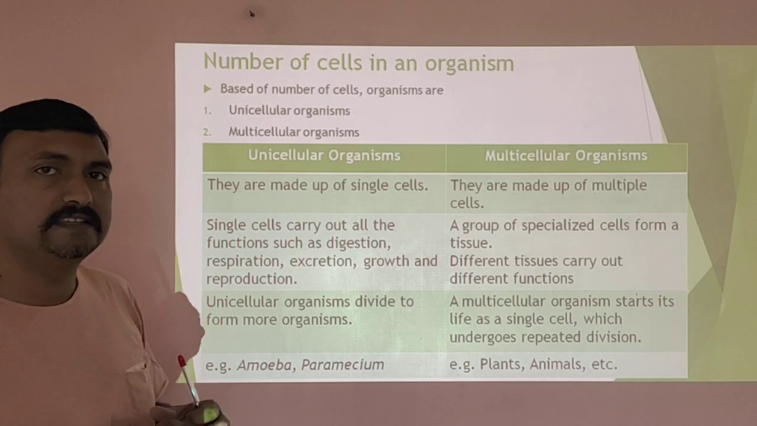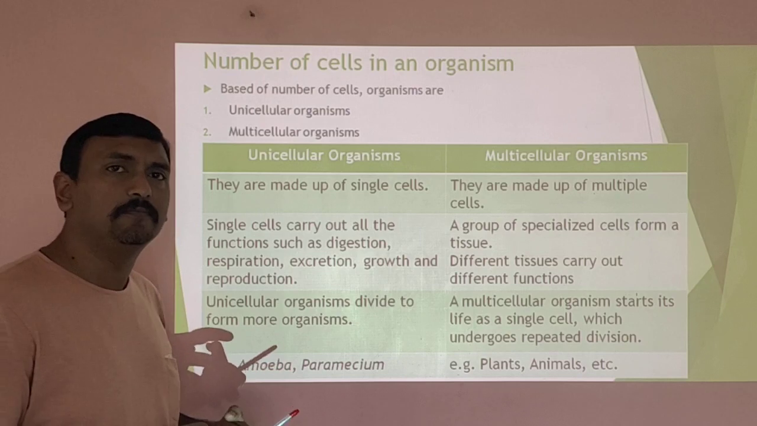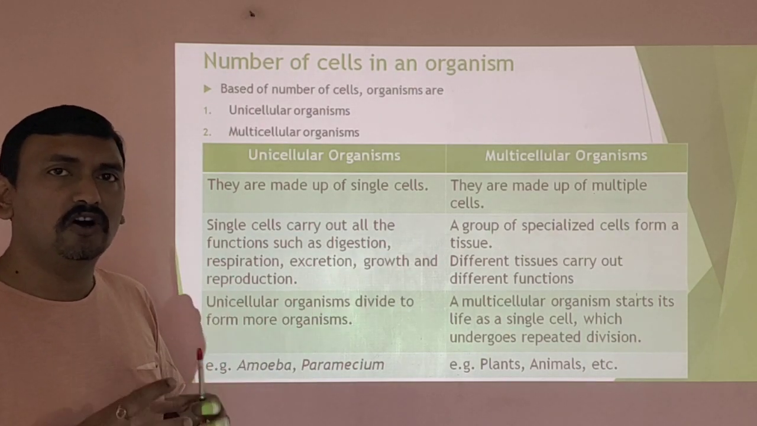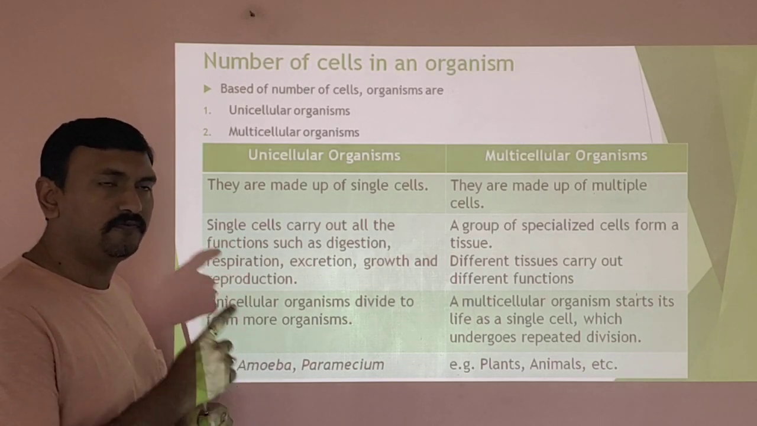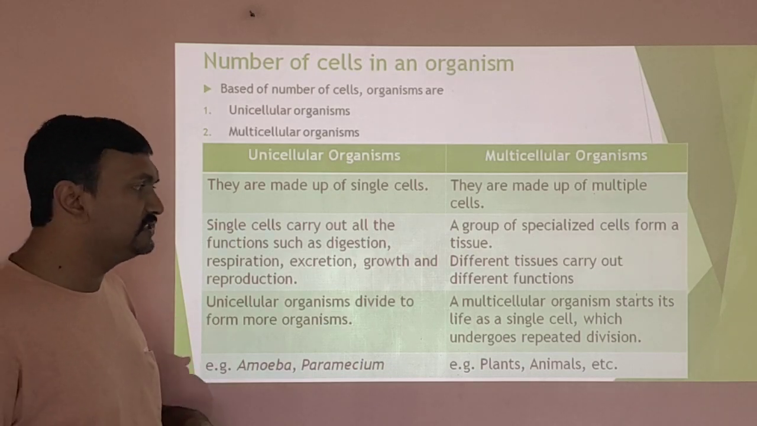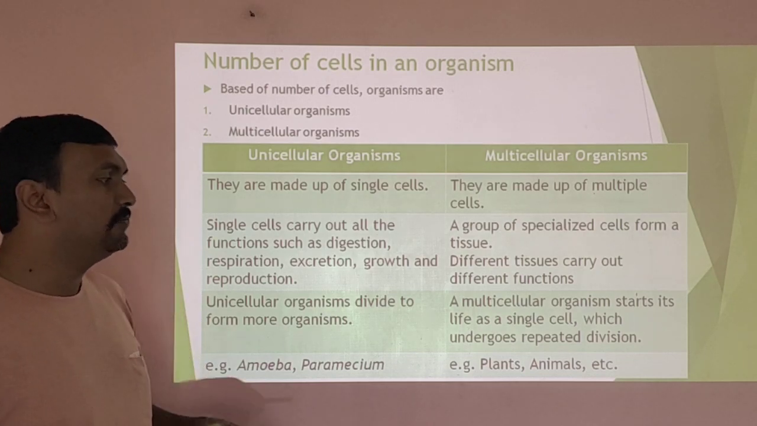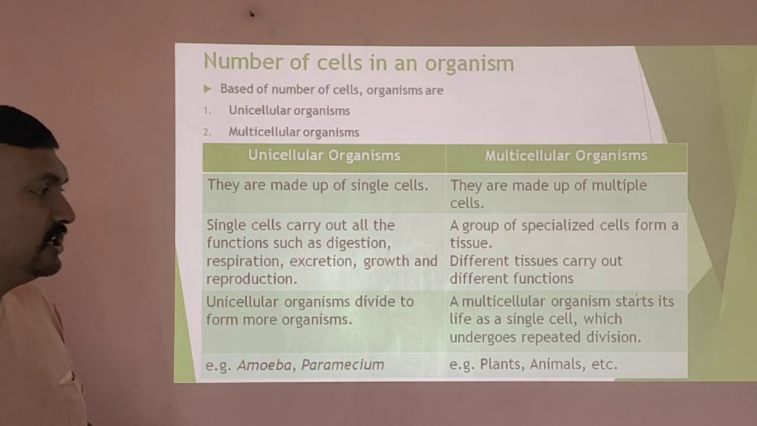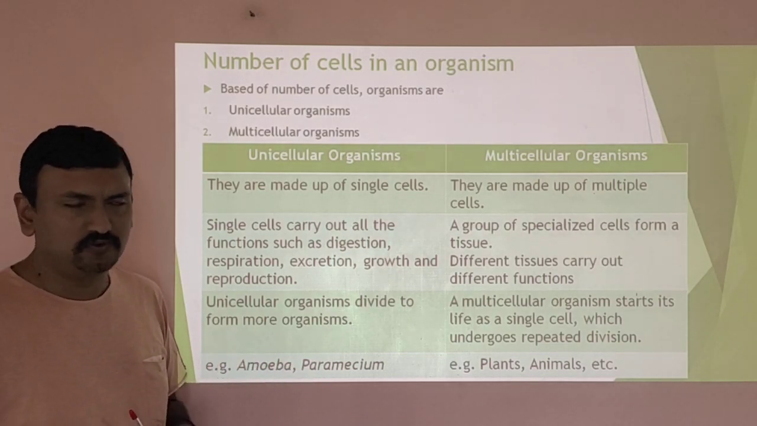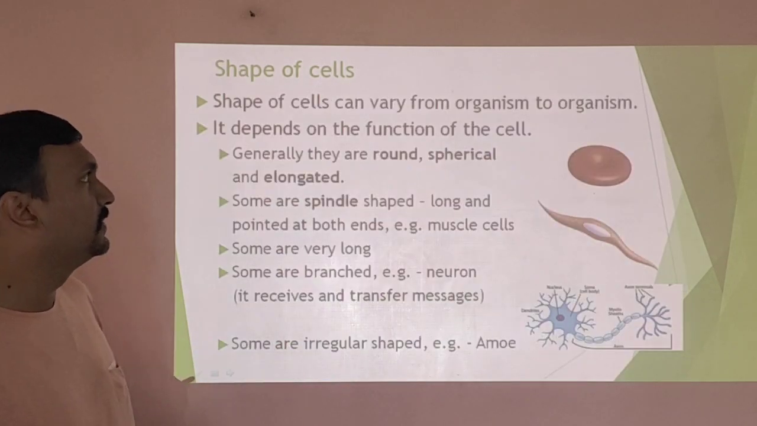In a multicellular organism, the cells make up tissues, and those tissues might further make up organs in more complex organisms, where those specialized tissues or organs will be able to carry out different functions. Unicellular organisms divide to form more organisms, whereas multicellular organisms start life as a single cell only, but that single cell can undergo repeated division to form a multicellular structure. Amoeba, paramecium, etc. are examples of unicellular organisms. Plants, animals, we are multicellular organisms.